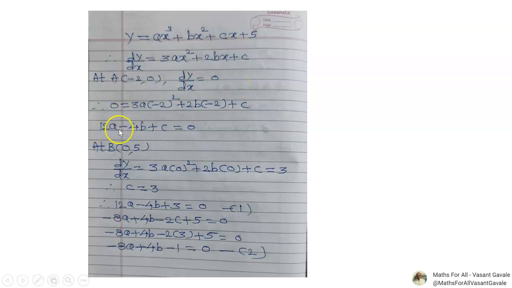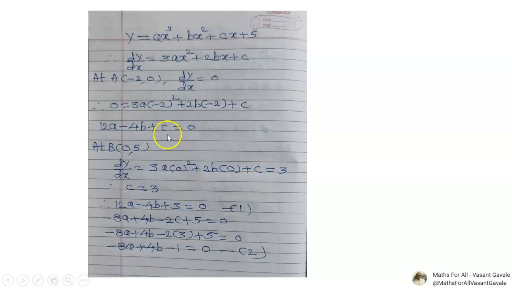If you substitute, then you will have the equation in terms of a, b, c: 12a minus 4b plus c is equal to 0 at the point B. At the point B, dy by dx is equal to 3, its value is given as 3, and at the point B, x is equal to 0. If we substitute x equal to 0 here, then you will have c is equal to 3.